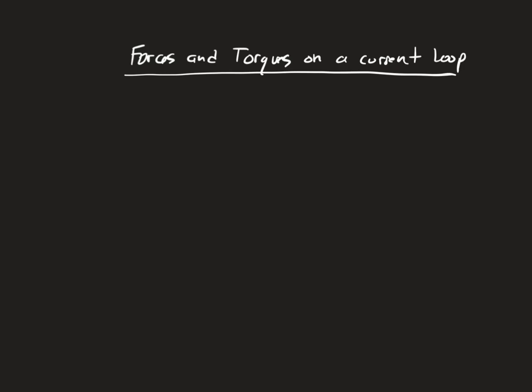So we've already studied how we can find the force on a current loop. Sorry, not on the loop, but on any length of wire if we have a current I, by taking the length of the wire and then the cross product of the current with the magnetic field. That tells you the magnitude and the direction of the force on that wire.